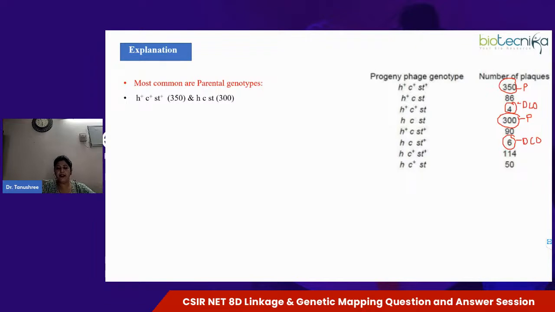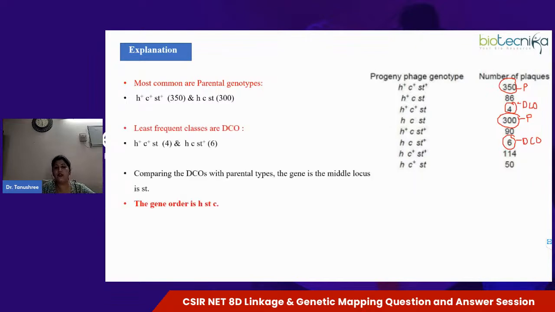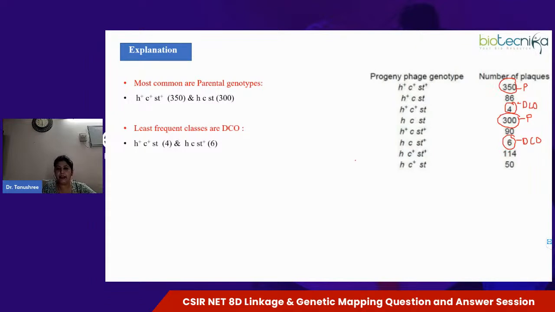So once you identified parental, once you identified the double crossovers, the next thing is you have to compare, right? You have to compare. So I will take any one parental. So let's say I'll take this parental and I'll take this double crossover. Okay. So you can take any, okay. You'll get the same result. Even if I take this parental and this double crossover, I'll get the same result.